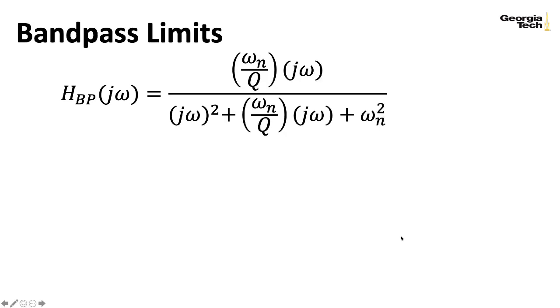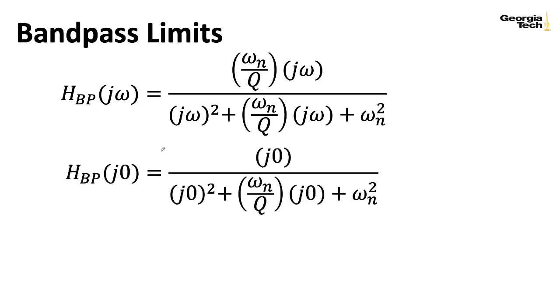What about the bandpass filter? Well, we'll now have a j omega that's introduced in the numerator along with this new omega n over Q normalization factor instead of the omega n squared for the low-pass. Now, if we plug in 0 for omega again, we wind up with 0 in the numerator, some terms in the denominator, and we wind up with 0 over some constant. And what that constant is doesn't matter much because that gives us 0. So we have 0 at DC.